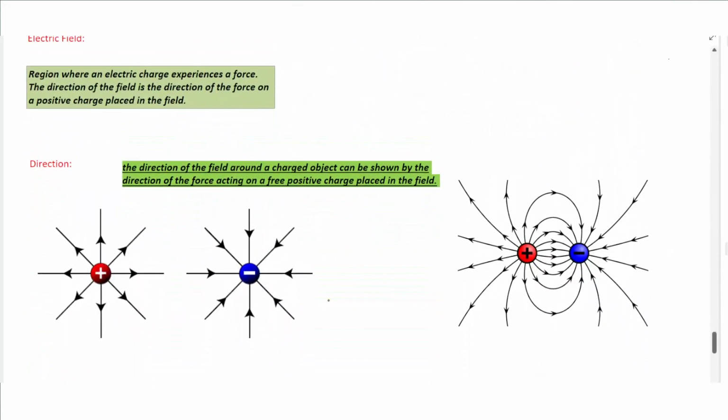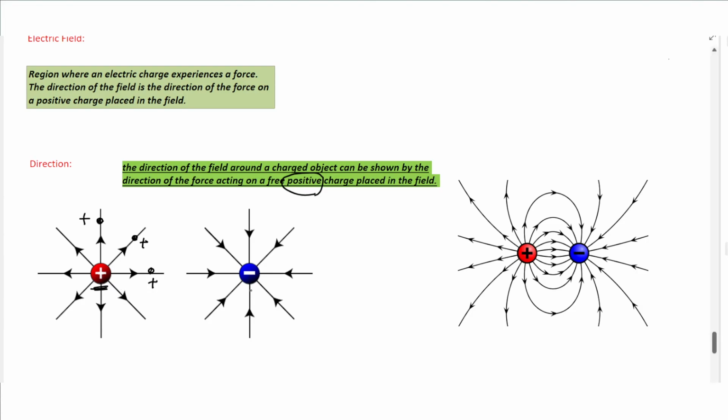The last part about static electricity is called electric fields. An electric field is a region or an area where an electric charge experiences a force. The direction of the field is the direction of the force on a positive charge placed in the field. It must be positive. So to imagine the direction of the field, say you have a source of field that is positively charged. If you place another positively charged object, it will get repelled. So the field around the positive charge is radially outwards, since if you place any positively charged object around it, it will get repelled outwards.